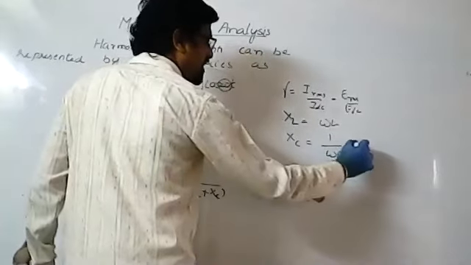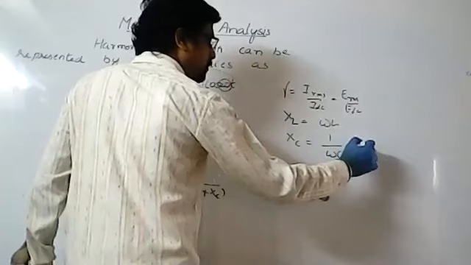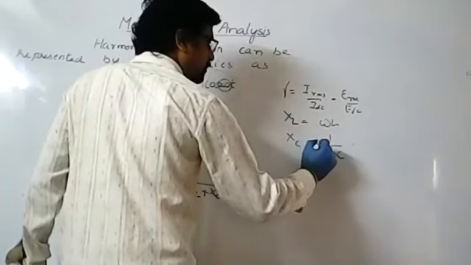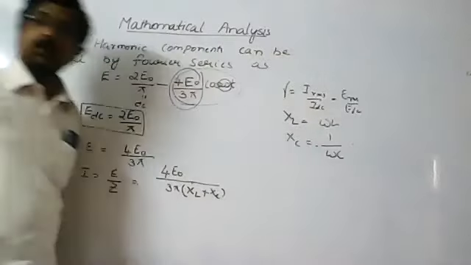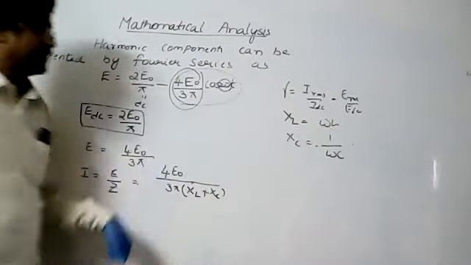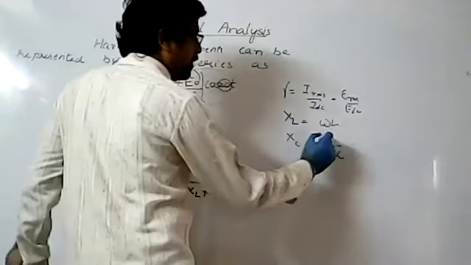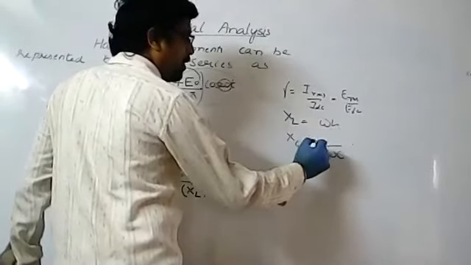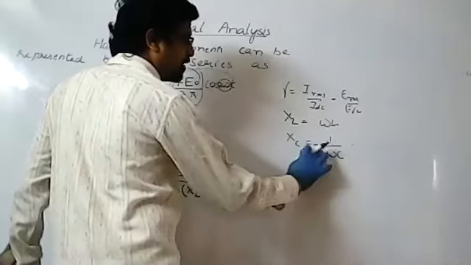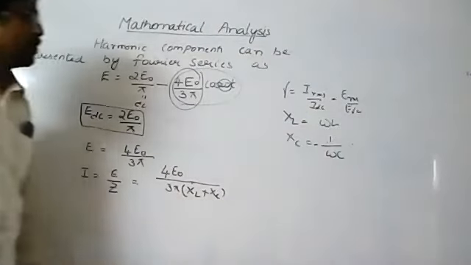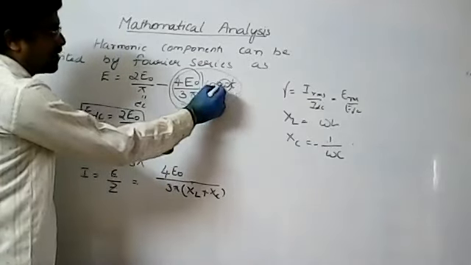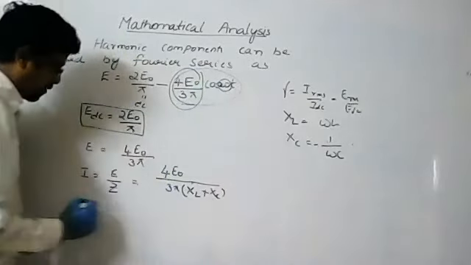1 by omega C, that is minus 1 by omega C. Actually it is j by omega C. You multiply and divide by j, it will become minus 1 by j omega C. So j I am removing here, so 1 by omega C. But what is my harmonic? Second harmonic. Compulsory 2 should be there. That is what I am writing.